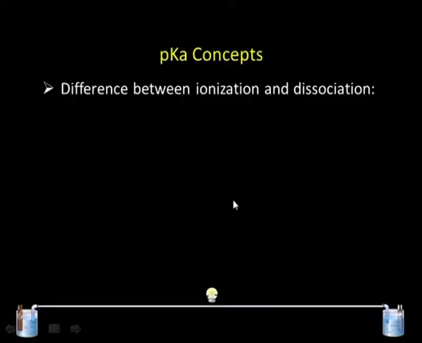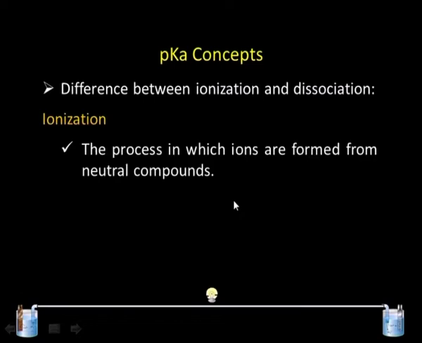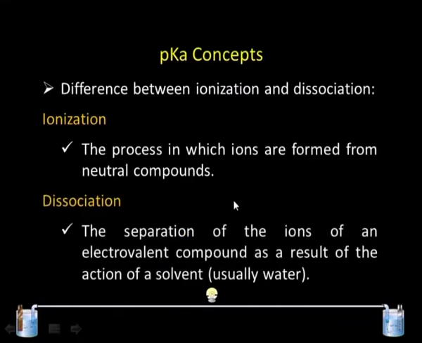Now, the question comes, what is pKa? pKa represents difference between ionization and dissociation. Ionization is a process in which ions are formed from neutral compounds, whereas dissociation indicates the separation of the ions of an electrovalent compound as a result of the action of a solvent, which is usually water.